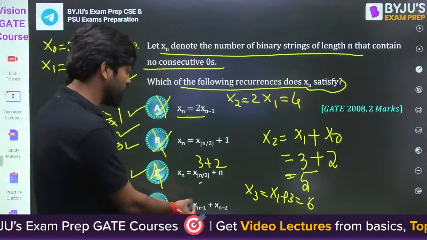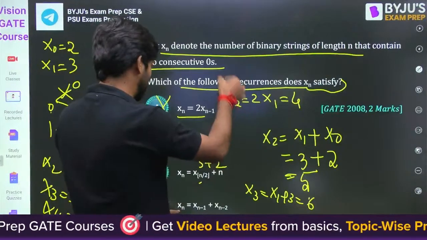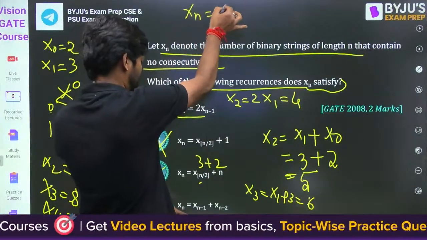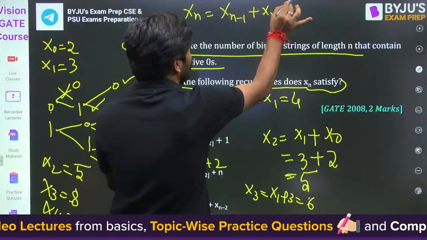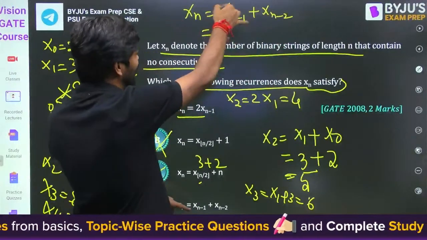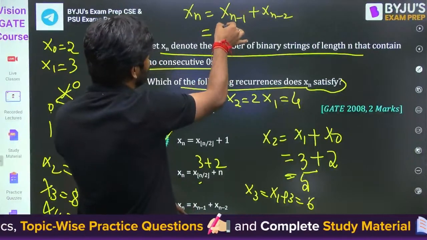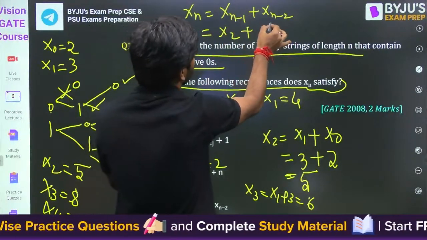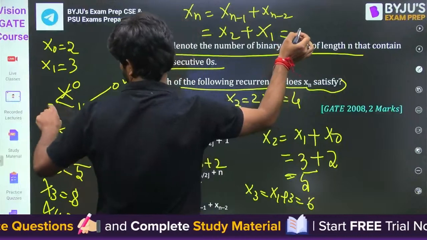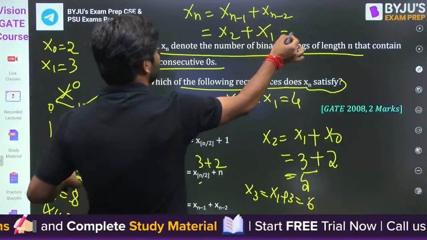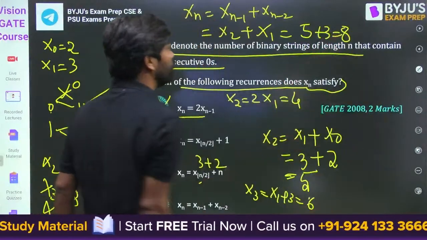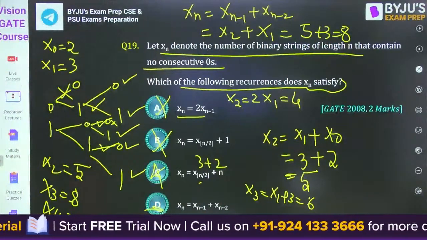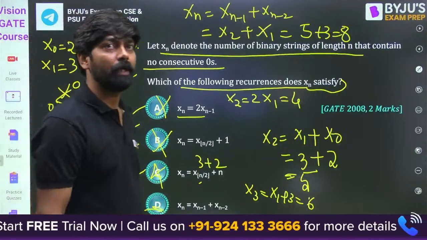Fine. Now if you want you can try here. आप इसमें try कर सकते हैं. In the last option, xn equal to xn minus 1 plus xn minus 2. Fine. So what we have here, xn minus 1. So I am putting 3. It is nothing but x2 plus x1. So what is x2? x2 is nothing but 5 and x1 is nothing but 3. So 5 plus 3 is nothing but 8. Is that clear? 5 plus 3 is nothing but 8.